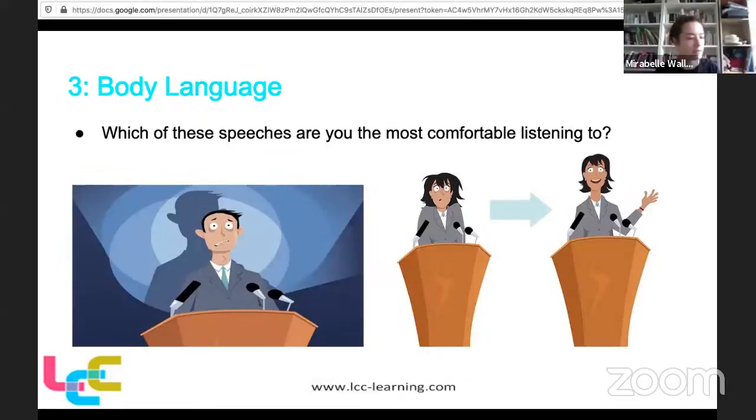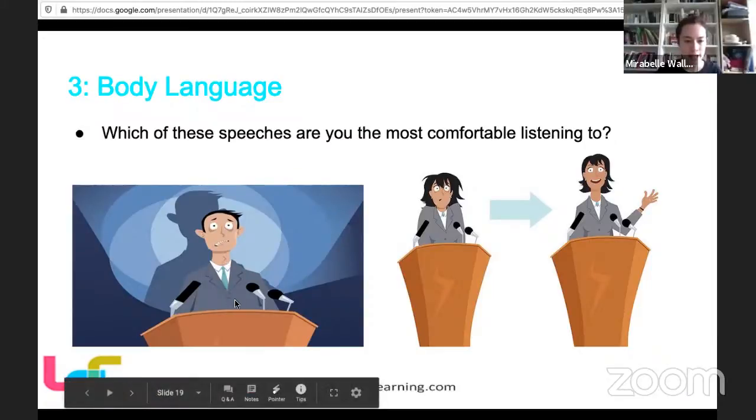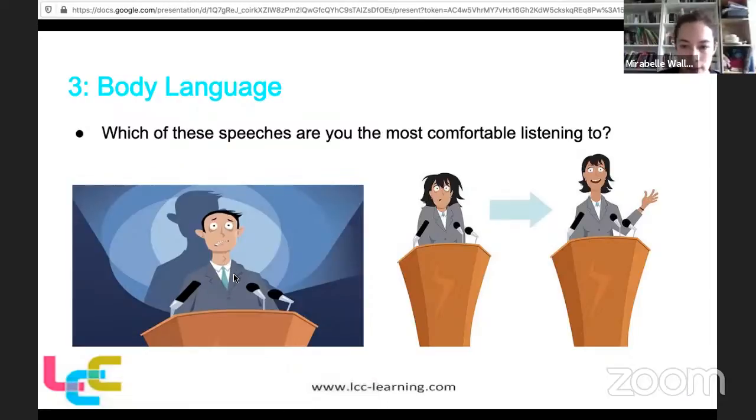So now let's look at body language. We're all warmed up. Our voices are in good nick. How do we use convincing body language when we're giving a speech? So which of these speeches are you the most comfortable listening to? So this gentleman here, what's his body language like? Let's take a minute to have a look at the way they're standing.